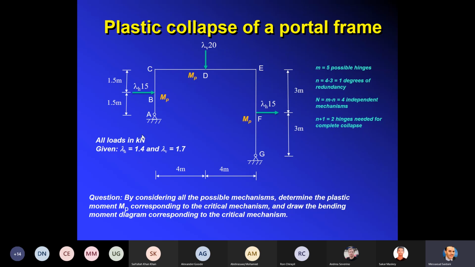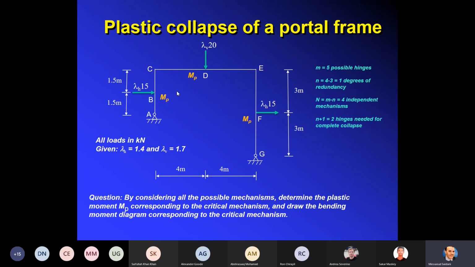Then, for the degree of redundancy, we have 2 reactions at A and 2 reactions at G, so a total of 4 unknowns, minus 3 equations of equilibrium. So the degree of redundancy is 1 in this case. The difference, M minus N, 5 minus 1, equals 4. So we have 4 independent mechanisms, which are obvious.